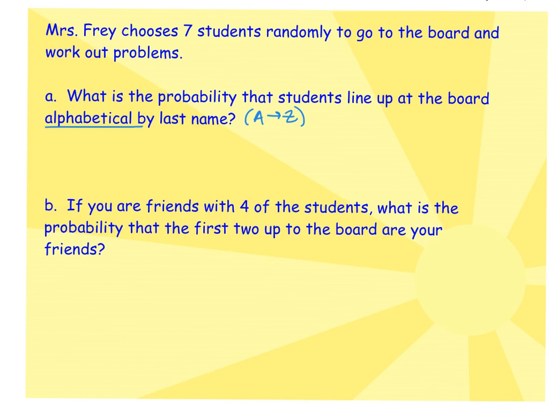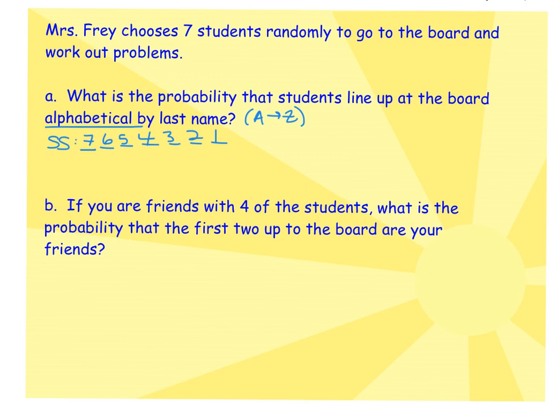Here's what's unique about this one. Our sample space isn't just 7. If we're talking about lining up at the board, we have to figure out what are all the ways students could line up at the board. Well, thinking about positioning, kind of like we did with permutations, how many students could line up on the far left-hand side? There could be 7. Next to them, there are 6 students that could line up. Next to them, 5, and so on.